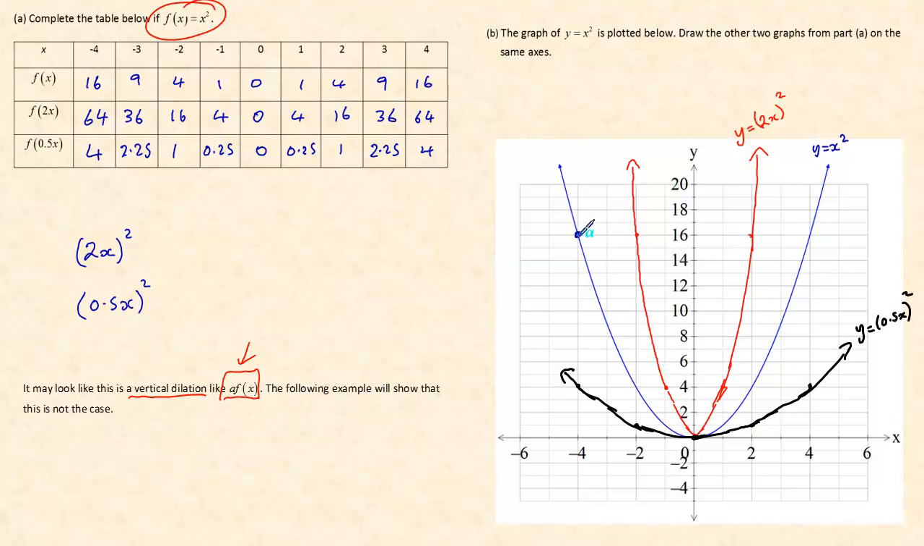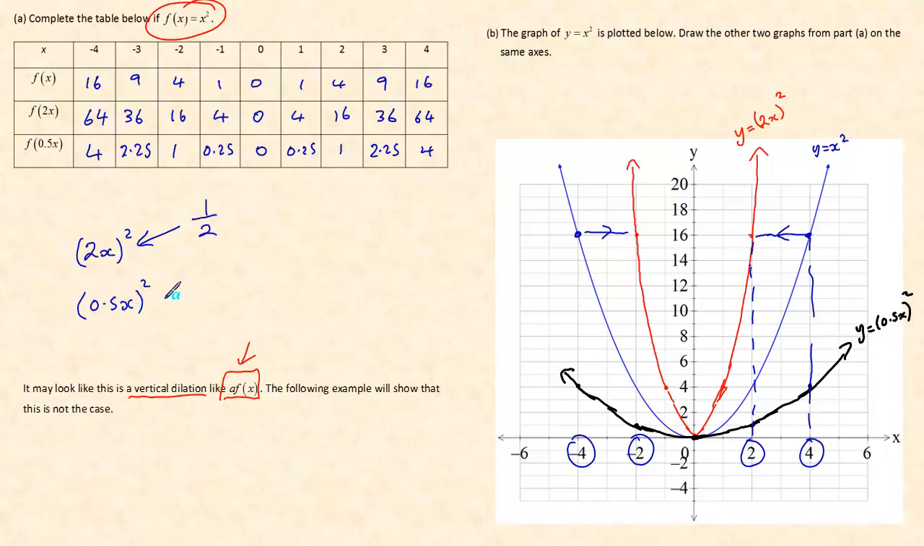But if we consider this one's the original curve, what's actually happened is this is squashed in towards the y-axis. We can see it's squashed in on both sides. And if we actually look down here, we can see that the x-coordinate is halved. So for the 2x squared, the x-coordinates are halved and the y-coordinates stay the same. Now, it's halved because that's 1 over 2.